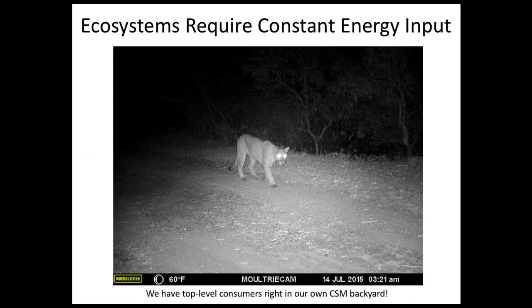And in fact, here is the night vision camera on the edge of the College of San Mateo campus. And we can see we caught a young mountain lion in the middle of the night, patrolling and looking for food.